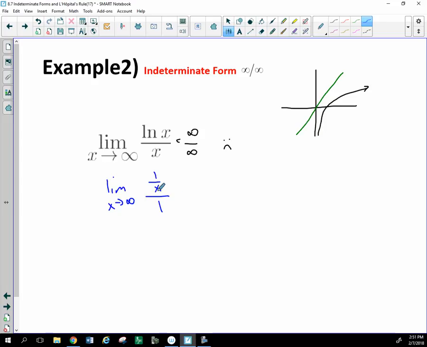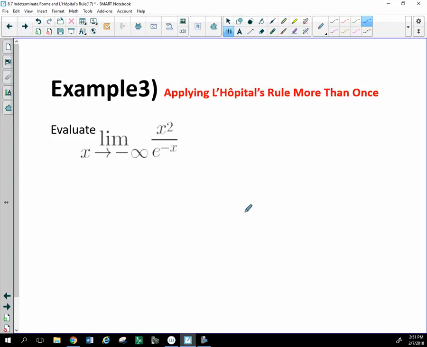If I put infinity in for this, I get 0 on top and 1 on the bottom, which gives me a value of 0, which makes us happy again. All right, so that's really what we're looking for. All right, we have another one here.